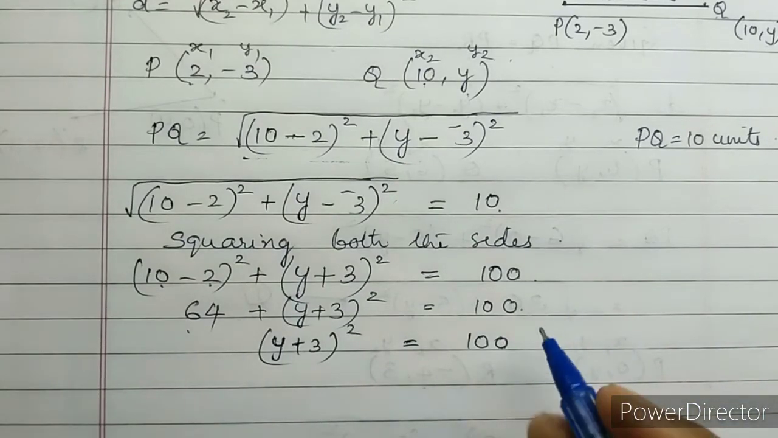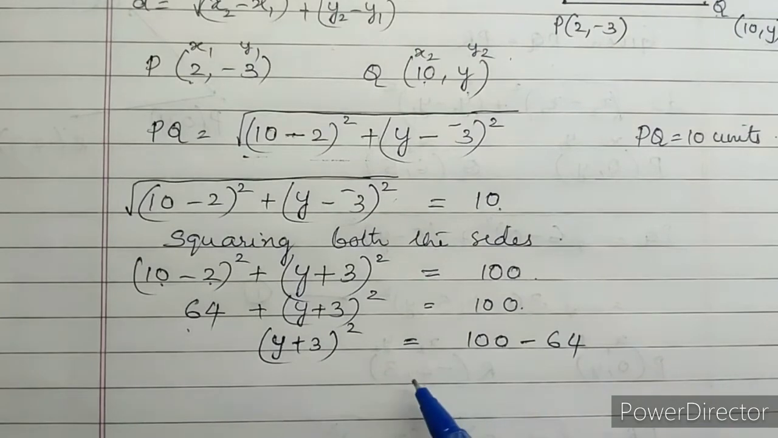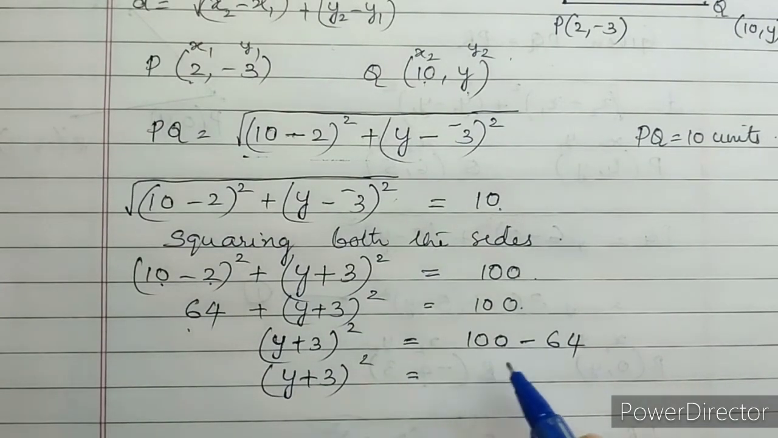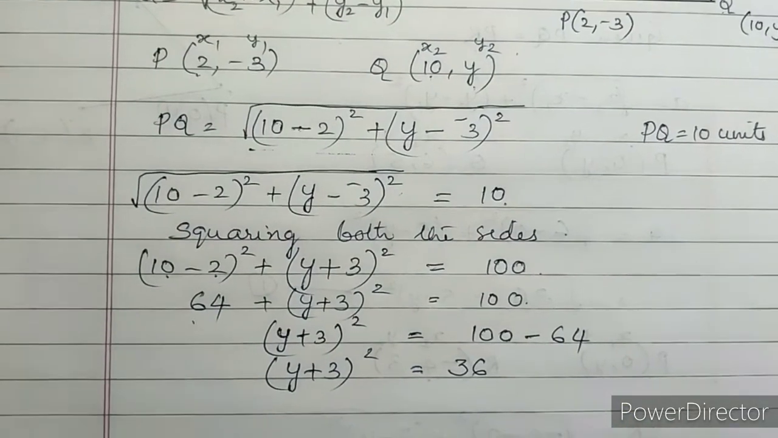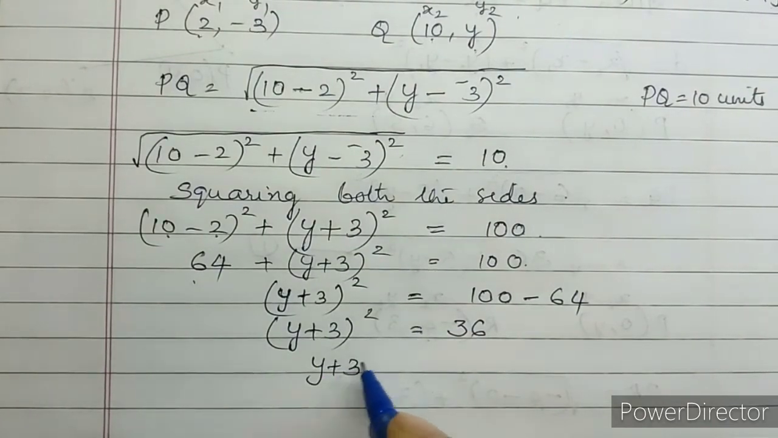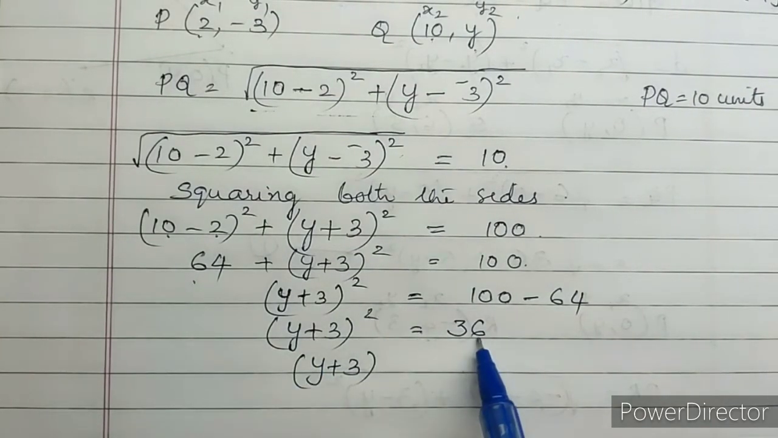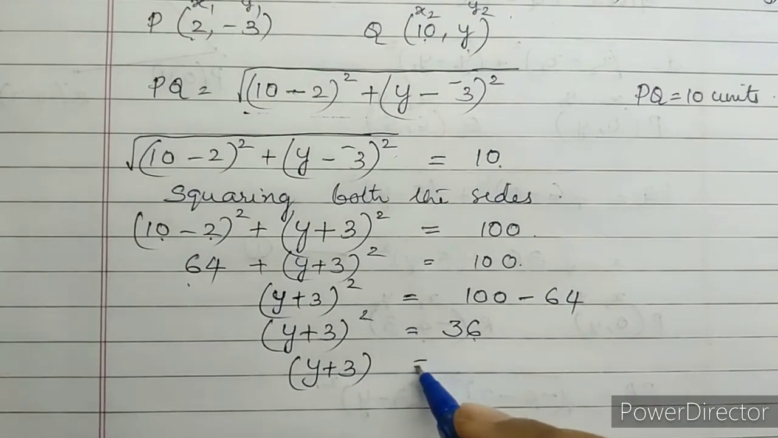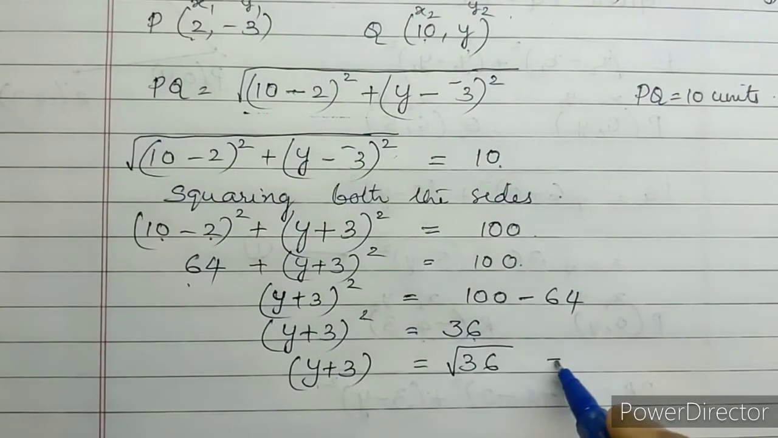64 will come to the other side, minus 64, it will change the sign. So y plus 3 the whole square equals 100 minus 64, how much? 36. So next step, what you have to do? Y plus 3 alone you should find. Whole square is equal to 36 means y plus 3 alone is square root of 36. Square root of 36 how much?